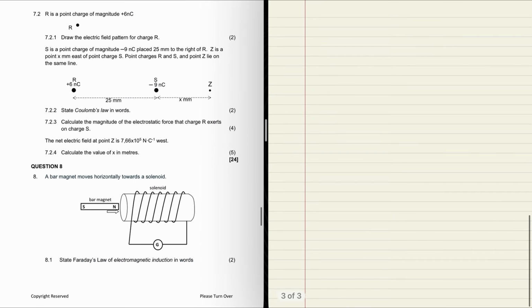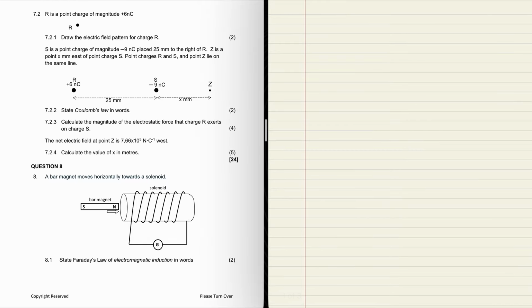Okay, moving on, let's look at 7.2. R is a point charge of magnitude 6 nanocoulombs. So R is there. 7.2.1, draw the electric field pattern. So since it's a positive point charge, the field is going to go outward. So we will have a positive sphere like this, and we will have our field lines like so, with arrows pointing away. Remember, the field lines should not touch, nor should they cross.